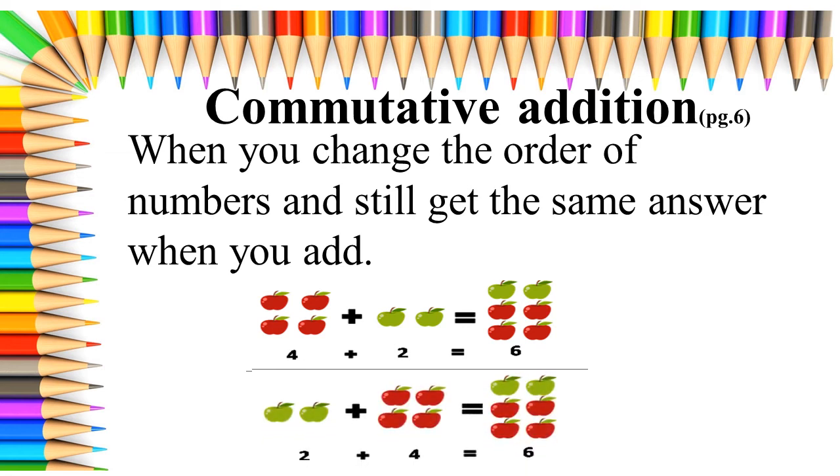Now if we change the order of apples, like 2 greens come first and then 4 red apples. Now add these. 2 plus 4 is equal to 6. See, we have changed the position of numbers but still got the same answer. So this is known as commutative addition.